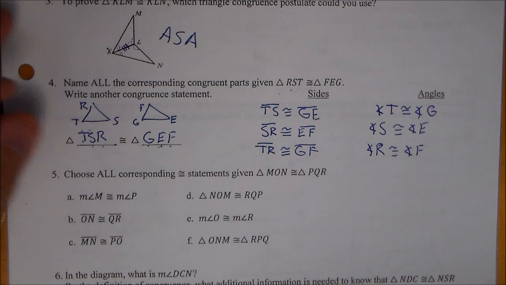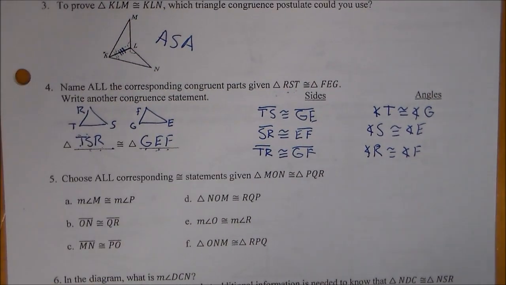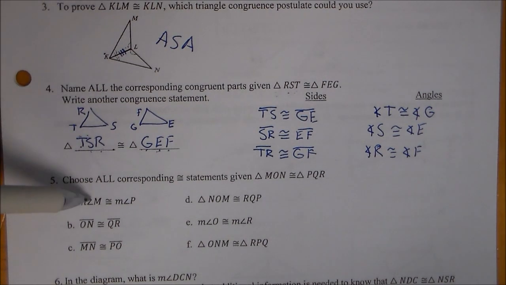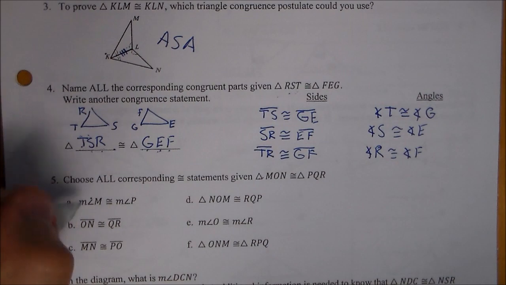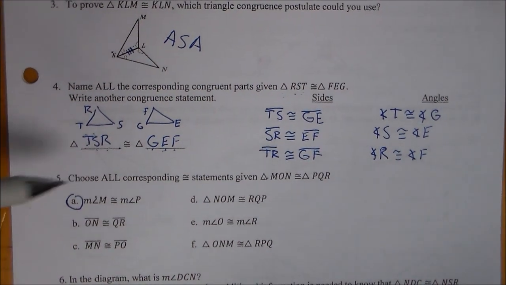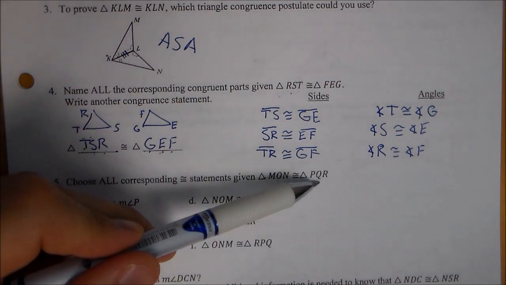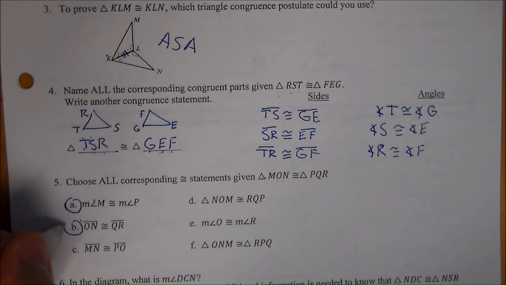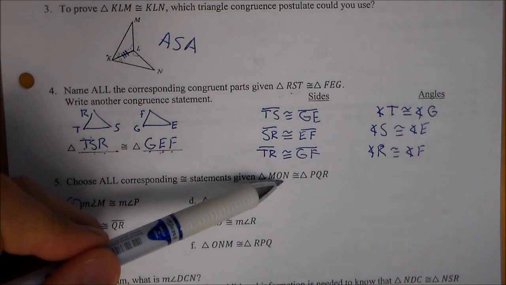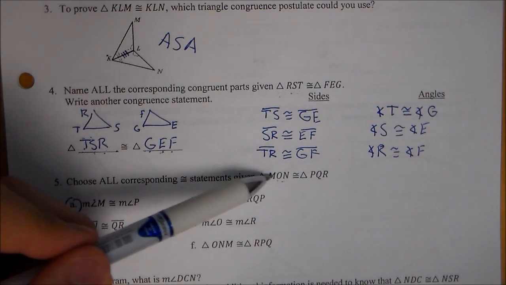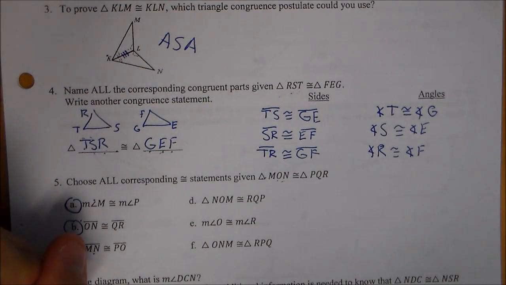For our next one, we need to name all corresponding congruent statements given in the one we have here, MON and PQR. So first off, M and P are both the first letter, so that one works. ON and QR. ON is the second and third, QR is the second and third, so those match. MN and PO. MN is the first and third letters. P and O aren't even in the same triangle, so that one's definitely out.